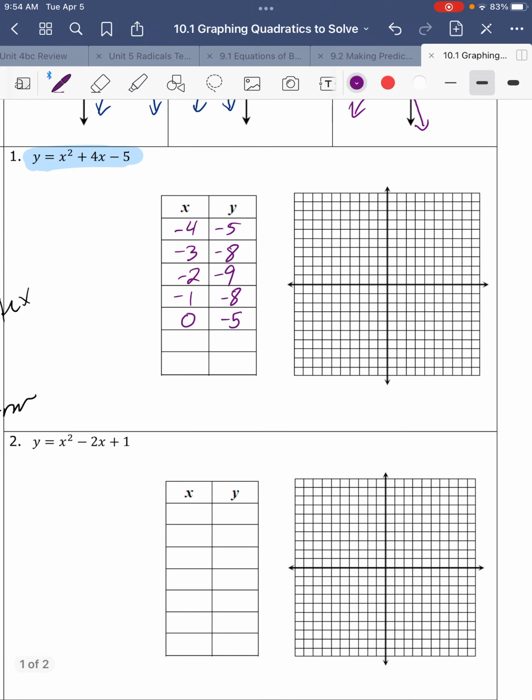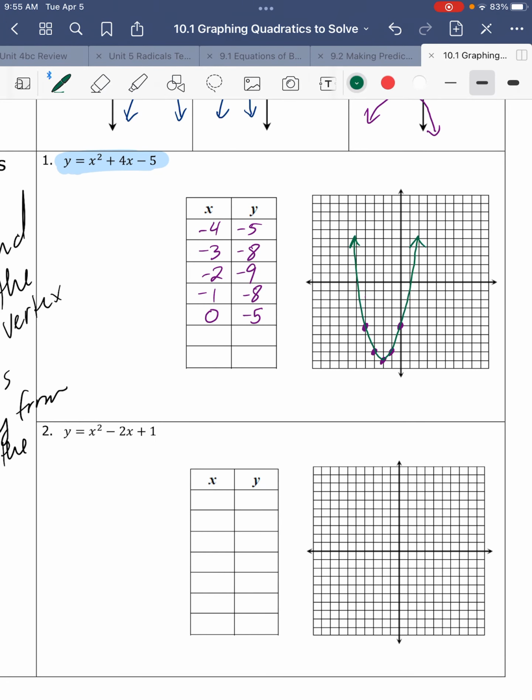So let's graph these points. Negative 4, negative 5: I went left 4 and then down 5. I'm going to go left 3 and then down 8. I'm going to go left 2 and down 9. I'm going to go left 1 and down 8. I'm going to go left none, and down 5. Like I said, you can have more coordinates than this, but this is the minimum I would like you to have: 2 on the right side of the U, the quadratic, the parabola was another name for it, and 2 on the left.